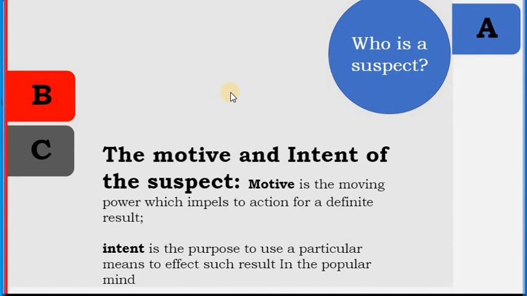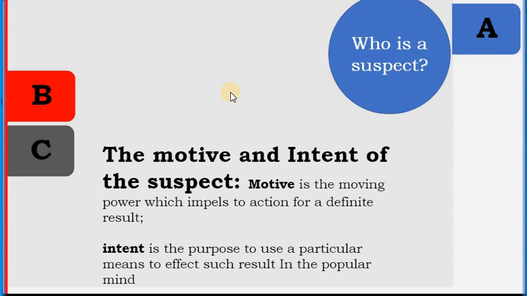Ano po ba ang pinagkaiba ng motive and intent? Magkaiba yan eh. Sabi dito, motive, moving power. How about intent? The purpose to use a particular means. Ganito, ang motive, for example, gusto mong tumaas ang grades mo. So, may motive ka talaga na gusto mong tumaas ang grades mo. Kapag yung motive na yan ay nag-go deeper and nag-isip ka na o gumawa ka na ng paraan, that is intent. Sabi nga niya, use a particular means to effect such result in the popular mind.